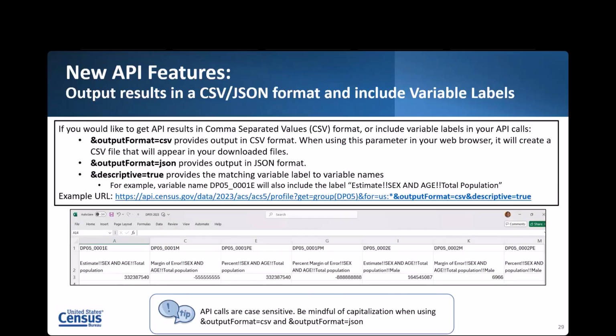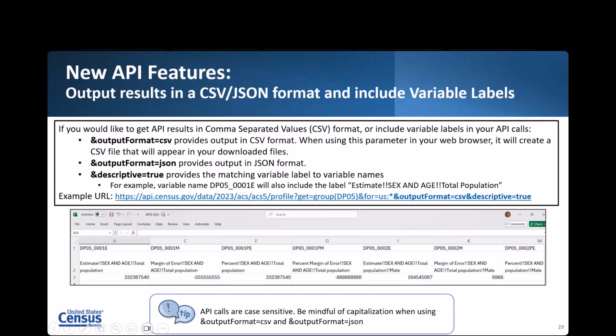CSV is going to download the data for you as a CSV file, and then you can open it in something like Excel or Google Sheets. And then descriptive equals true provides the variable label that matches to that variable name. This is extremely helpful when you're getting data from an entire table, because without this descriptive equals true function, when you're looking down at this file that I downloaded, row 2 here is all coming in from that descriptive equals true function. Without that, I would not know the matching variable label to the variable name.